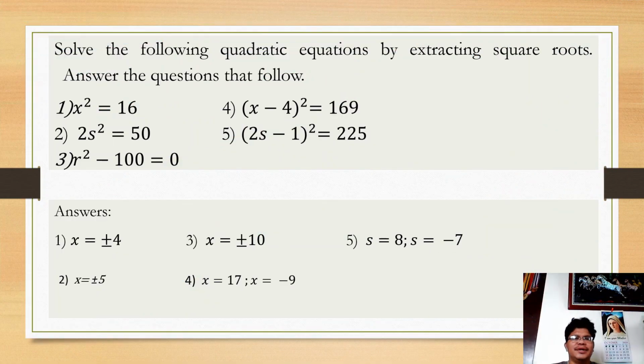Time is up. Check your answer. In number 1, the answer is plus and minus 4. In number 2, x equals plus and minus 5. In number 3, the solution is positive and negative 10. In number 4, x equals 17 and the other one is negative 9. In number 5, the value of s is 8 and the other one is negative 7.